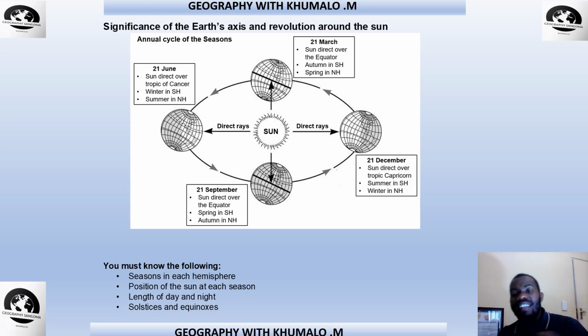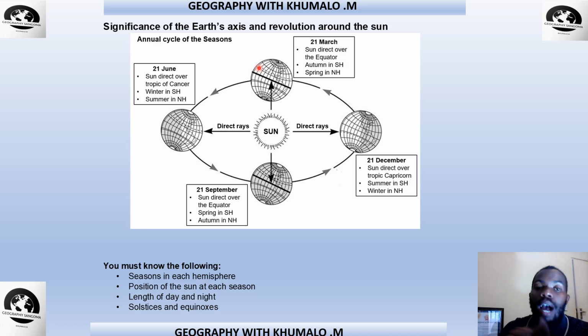The other thing I want you to ask yourself as you are studying is the significance of the Earth axis and the revolution around the sun. Why is it important for us to have this Earth axis and the revolution, which is the movement of the Earth around the sun? Now, annual circulation. Remember, grade 11s, that the Earth axis allows only one part of the earth to be heated while the other part is experiencing night. So the one part will be day and the other part will be night.